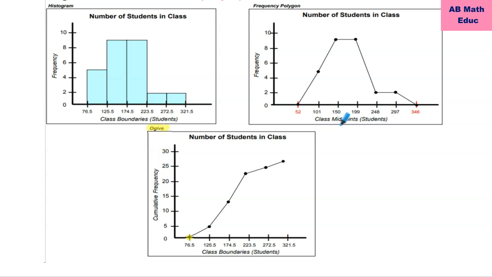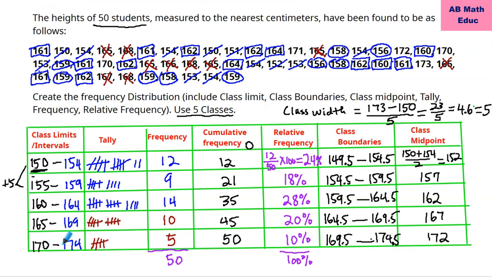The class midpoint helps you to do the frequency polygon graph. We call it the frequency polygon graph. And then the class boundaries help you to do the histogram. Right? And the actual class limit, in case you want to do the bar graph, also helps you because the bar graph doesn't overlap. There's a gap in between.